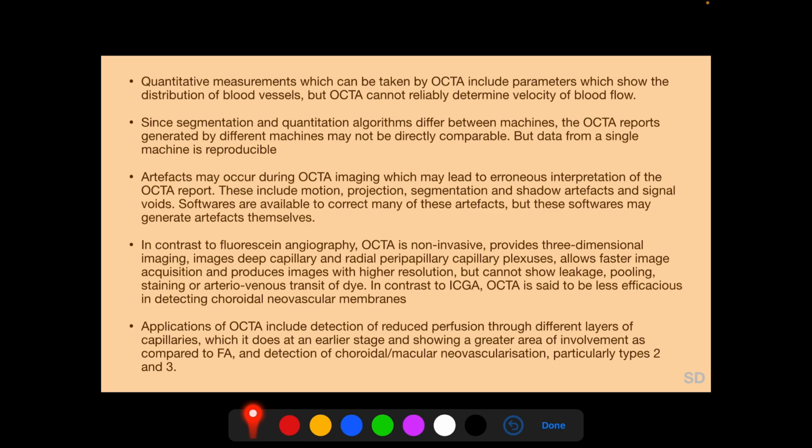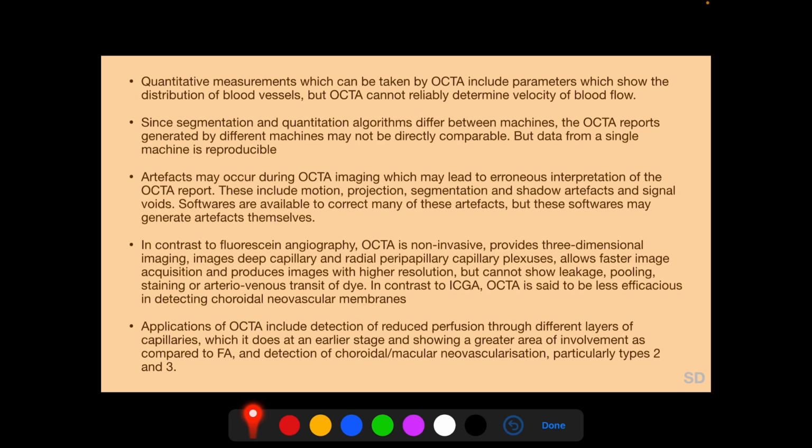In contrast to fluorescein angiography, OCTA is non-invasive, provides three-dimensional imaging, images deep capillary and radial peripapillary capillary plexuses, allows faster image acquisition, and produces images with higher resolution. But unlike fluorescein angiography, OCTA cannot show leakage, pooling, staining, or arteriovenous transit of dye. In contrast to indocyanine green angiography, OCTA is said to be less efficacious in detecting choroidal neovascular membranes.